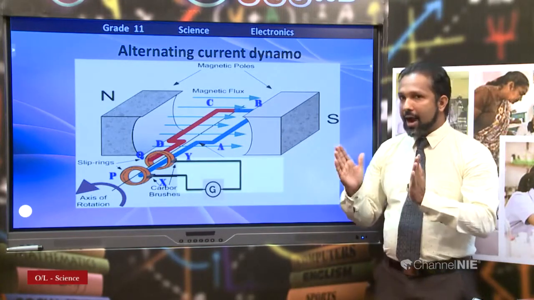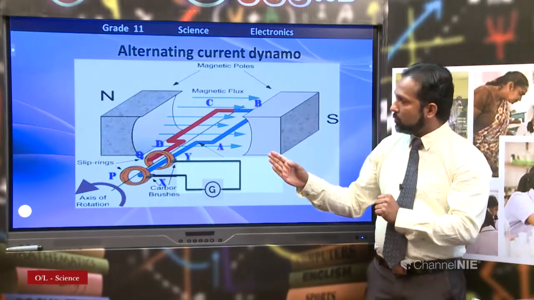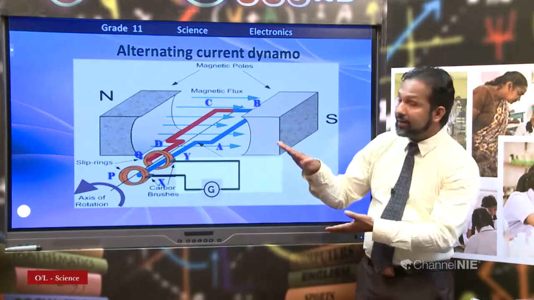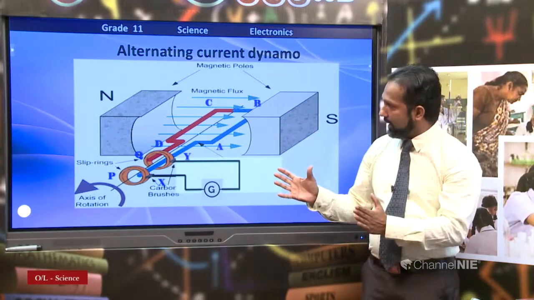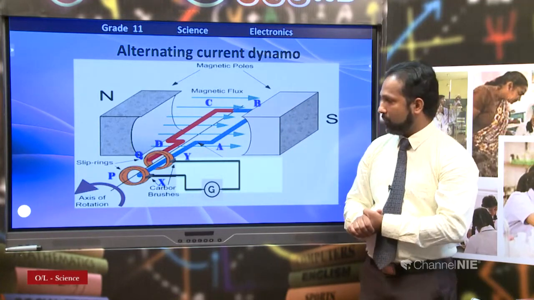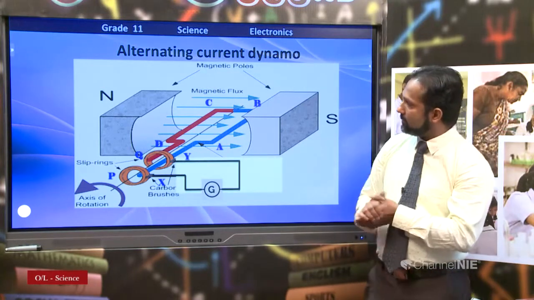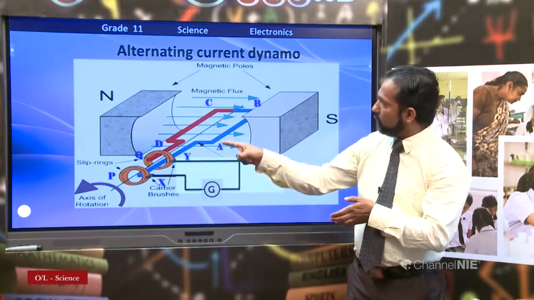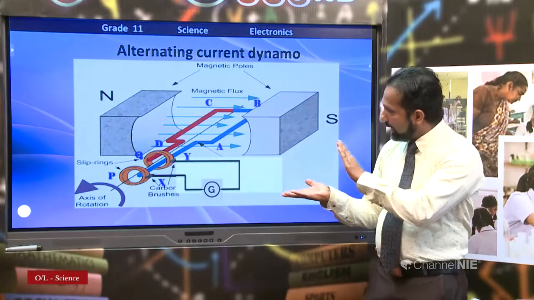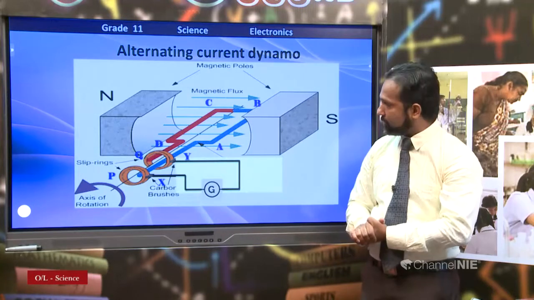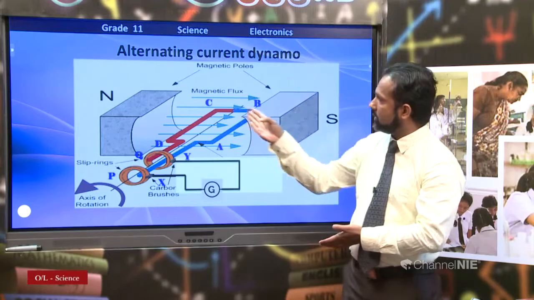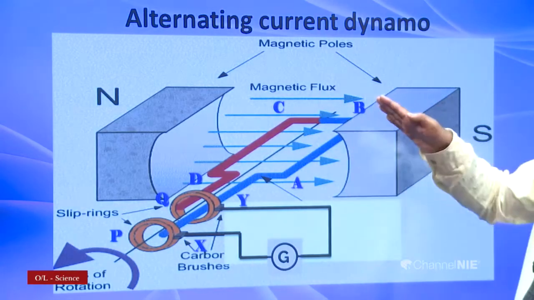For understanding purposes, I am going to rotate this axis in anti-clockwise direction and explain the process that takes place in this alternating current dynamo. Let's focus your attention. The ABCD coil is tightly connected to this axis. When rotating the axis anti-clockwise, the AB bar moves upward and the CD bar moves downward.